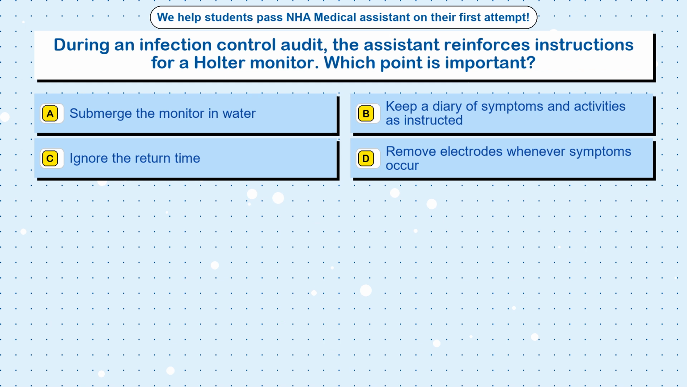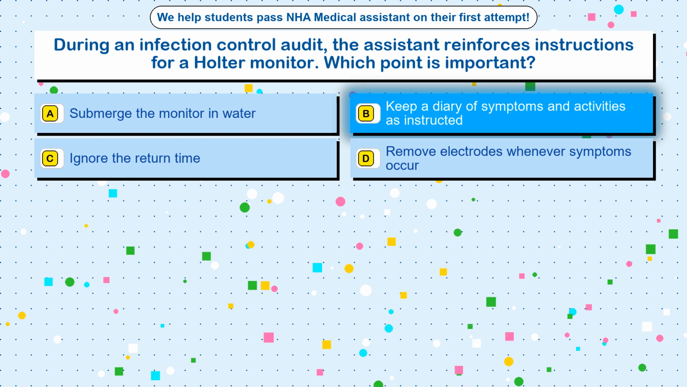Question 65. During an infection control audit, the assistant reinforces instructions for a Holter monitor. Which point is important? Option A. Submerge the monitor in water. Option B. Keep a diary of symptoms and activities as instructed. Option C. Ignore the return time. Option D. Remove electrodes whenever symptoms occur. The correct answer is option B.